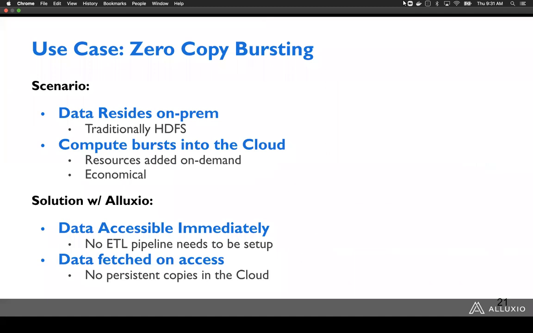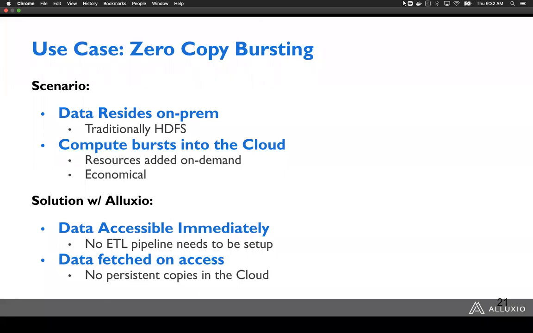Okay, so let's talk about another important use case for Alluxio with Kubernetes. What we've seen increasingly is that big enterprises who traditionally store their data in HDFS are wanting to burst their compute clusters into the cloud. Like we mentioned before, many of the on-premise clusters are typically compute-bound, and what they want to do is provision additional compute in the cloud and access their on-premise data.